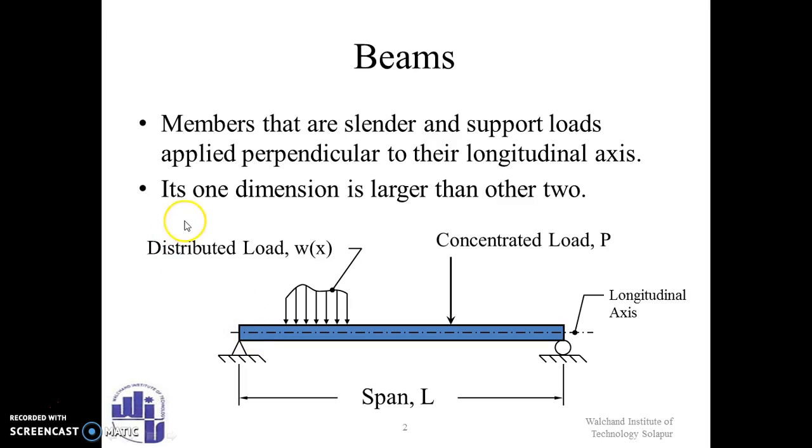If you observe here, one dimension of this particular material, which we are considering here as a beam, is larger than the other two dimensions. What does it indicate? Length, width, and breadth are there. So as compared to the breadth and width, or height and width, one dimension is larger, and that is nothing but your beam.